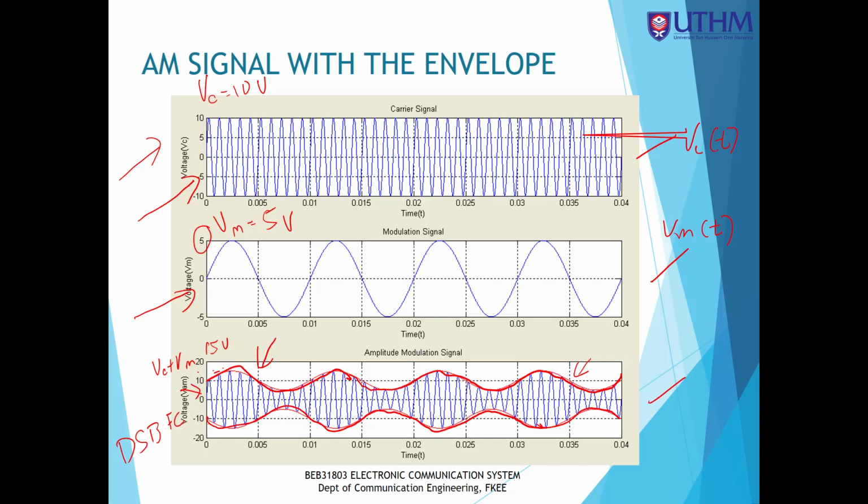The AM signal looks as if contains inside the envelope. This AM signal ini seolah-olah berada dalam envelope AM tersebut. Itu terma envelope bermakna dia sampul seolah-olah macam dia sampul signal tersebut. Okay, so the AM signal contains inside this envelope. So di dalam sini yang color, the blue color is the AM signal.